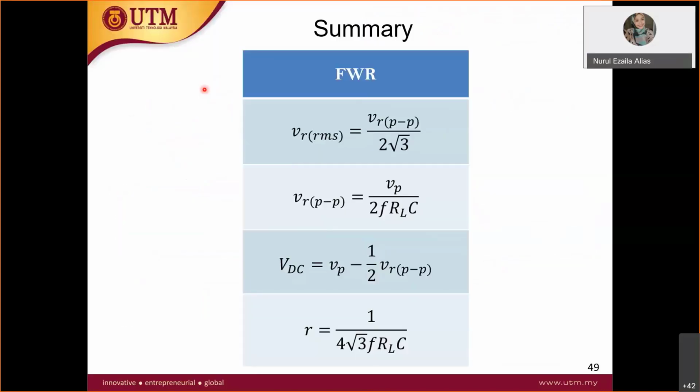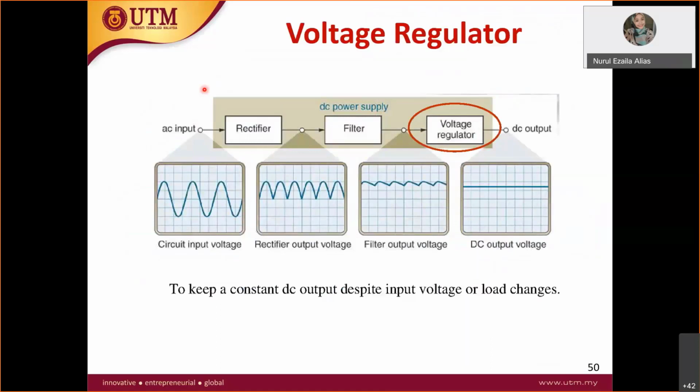This is a summary. Let me continue on the last part, which is the voltage regulator. What does the voltage regulator consist of? You are almost there. This is your input signal, a sinusoidal waveform, and then you have the rectifier with a full wave rectified signal, and then you have the filter. You have an almost straight line, but with a ripple where you can find the ripple voltage. Finally, you have a voltage regulator, which is usually in the form of a Zener diode.